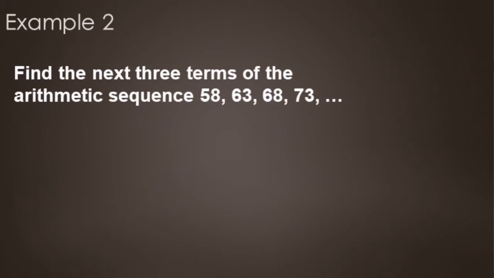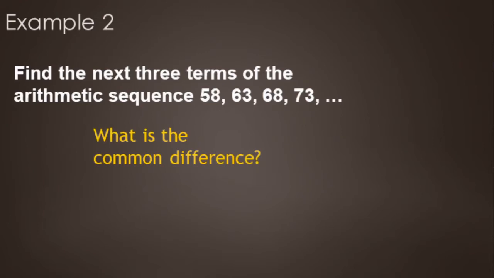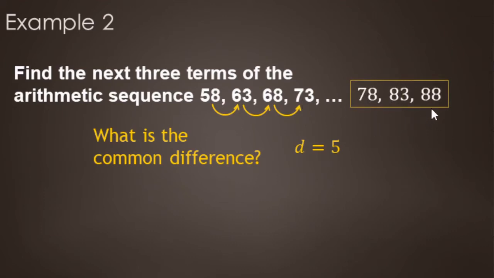Let's have you go ahead and find this, pause the video, and come on back, see how you did. So first off, to find the next 3 terms of this arithmetic sequence, we got to find the common difference. From 58 to 63, 63 to 68, and 68 to 73, those are all going up by 5. 58 plus 5 plus 5 plus 5. So we know we're just going to keep adding 5 to find the next 3. So 73 plus 5, 78, 78 plus 5, 83, and plus 5 again to get 88 would be the next 3 terms.